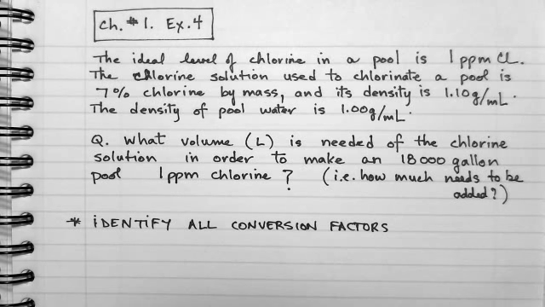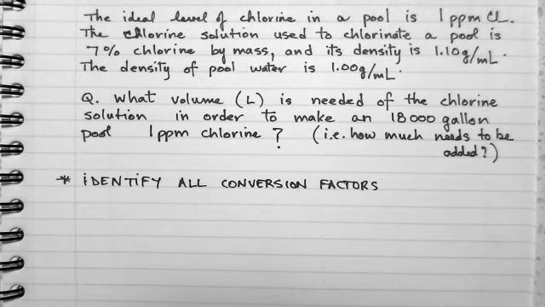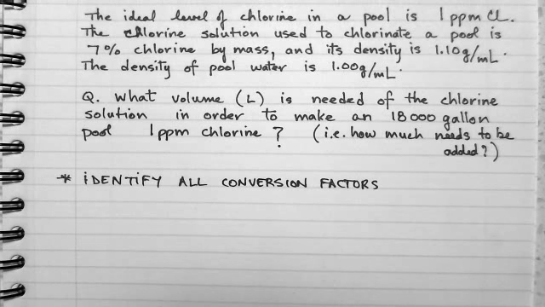And so the question asks, what volume in liters of the chlorine solution needs to be added to the pool in order to make an 18,000 gallon pool 1 part per million chlorine. So we want that level of chlorine in the pool to be 1 ppm. Okay, so the first thing we're going to do is try and get rid of some of these words and just identify the conversion factors. Let's move this up a wee bit. Okay, and let's write them out as they appear, in the order in which they appear.